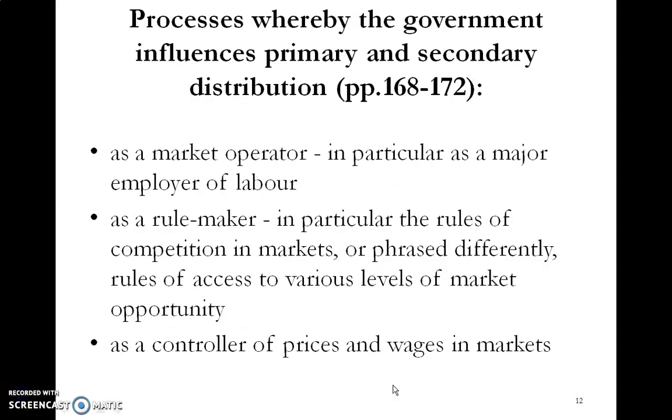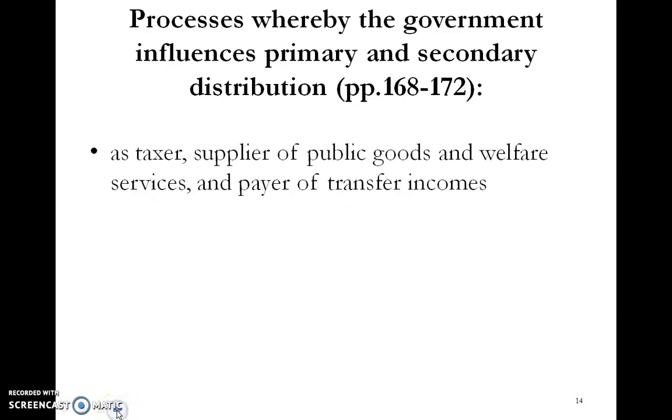I won't spend too much time on the next few slides because some of you will be answering this question in your weekly reading assignment, but the processes whereby government can influence primary and secondary distribution are basically contained in the next few slides. So you can read all about this in your Bromberger paper.